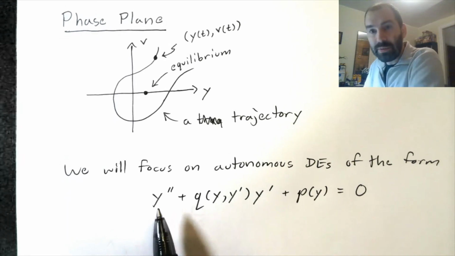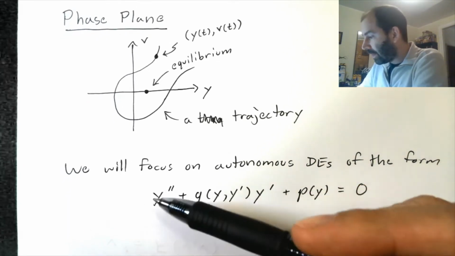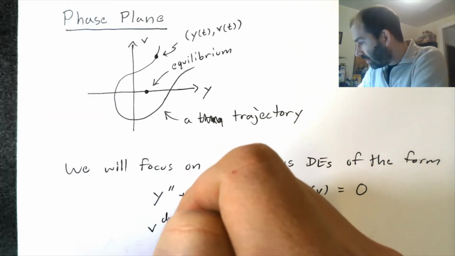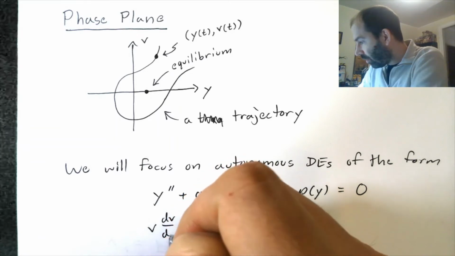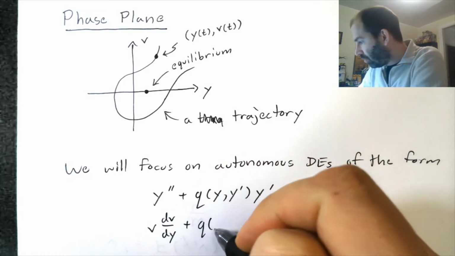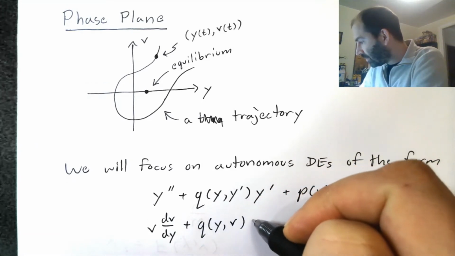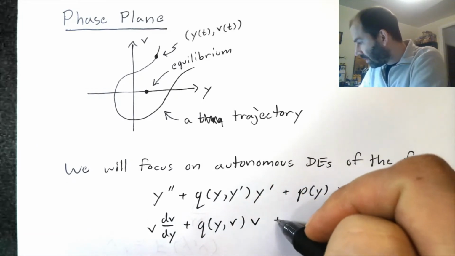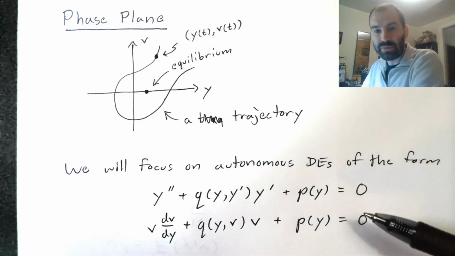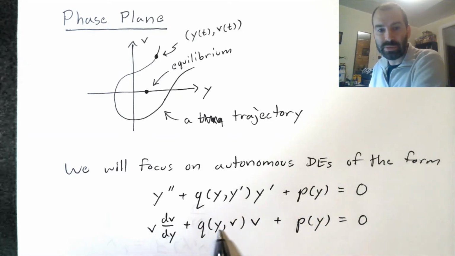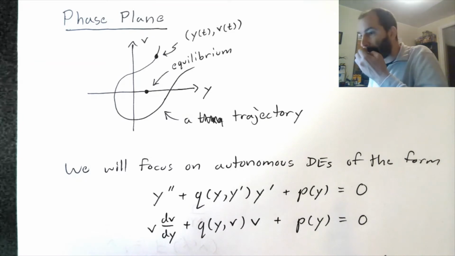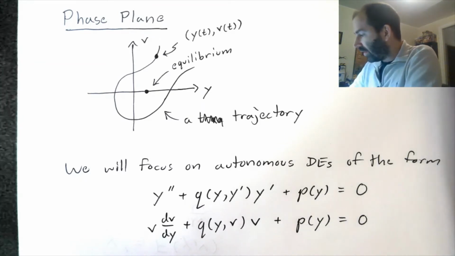And if it's of this form, if I apply that v procedure to this, y double prime becomes v dv dy. This becomes q of y and v times v, and then we have p of y equals 0. So we've gone into the phase plane picture here, where we're looking at things in terms of y and v, position and velocity.